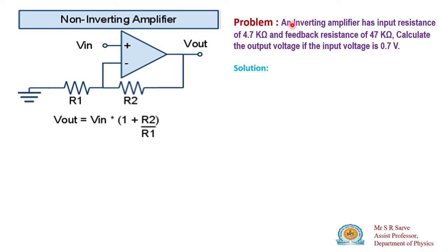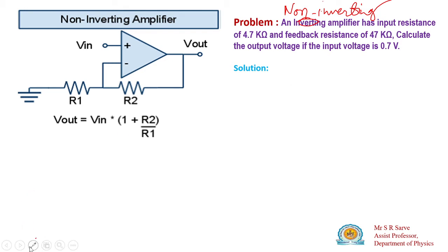So what is the problem? In a non-inverting amplifier, the input resistance is 4.7 kilo ohm and the feedback resistance is 47 kilo ohm. You have to calculate the output voltage if the input voltage is 0.7 volt.